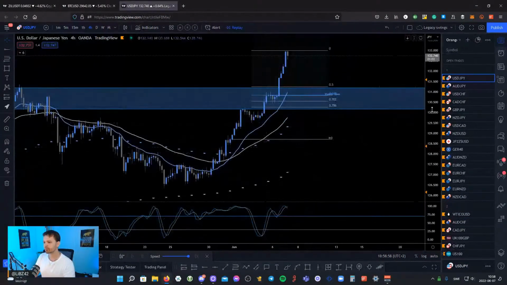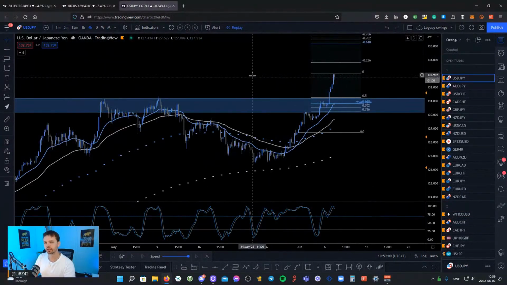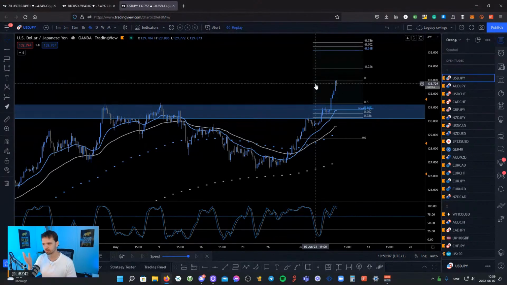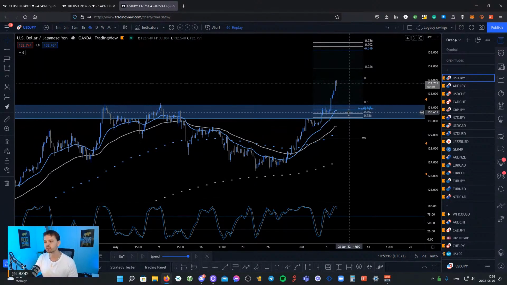Usually, just to recap, what am I looking at here? What am I looking for to take a trade? Well, it should be quite obvious. I'm a very simple trader. It's a break and retest, right? That's it.